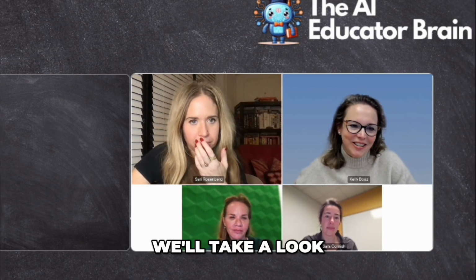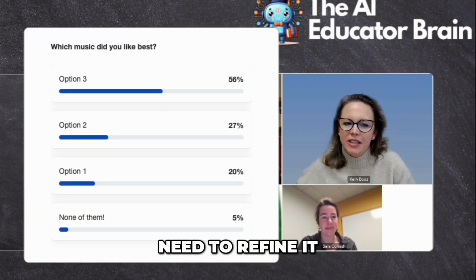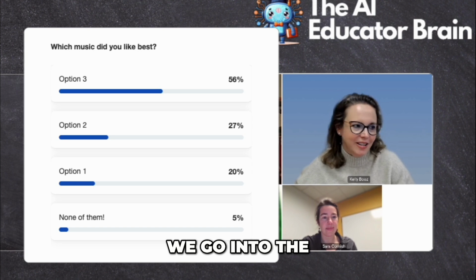I'm curious what other people think. Yeah, we'll take a look at that poll question in a second. It should be popping up shortly. All right, let's see. Ooh, option 3. Okay, interesting. I think we still need to refine it. That's where we go into iterating with the tools to see what we like.